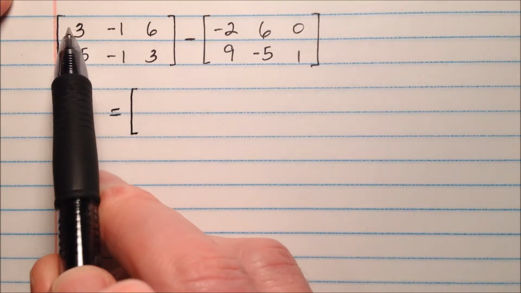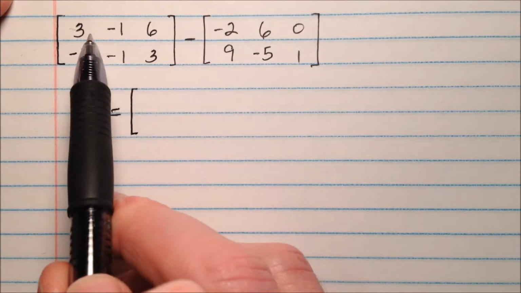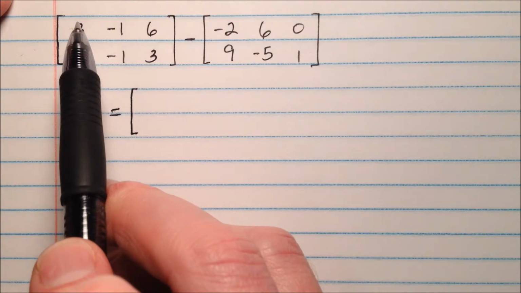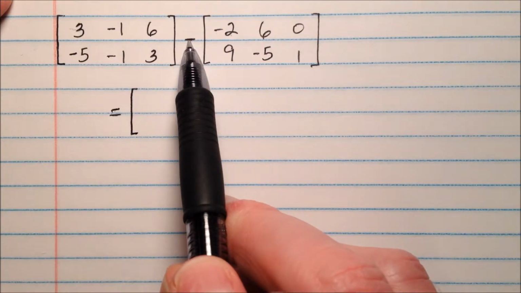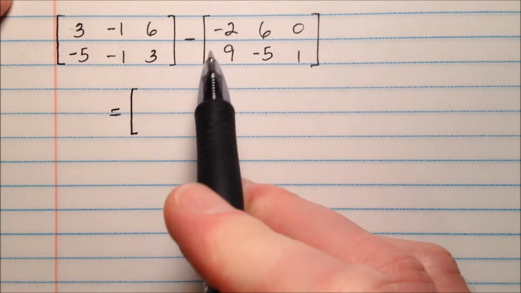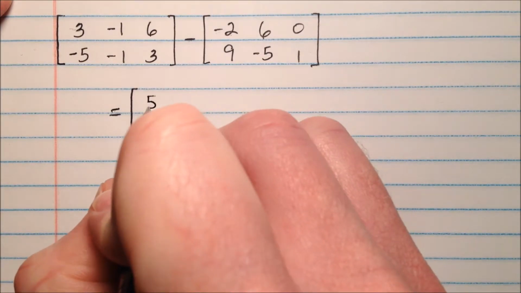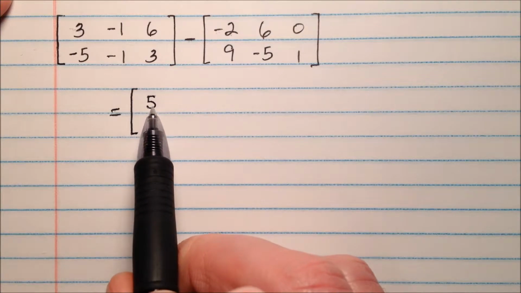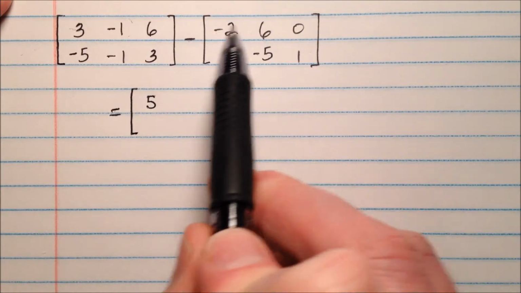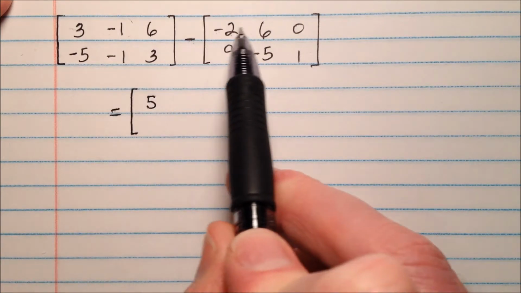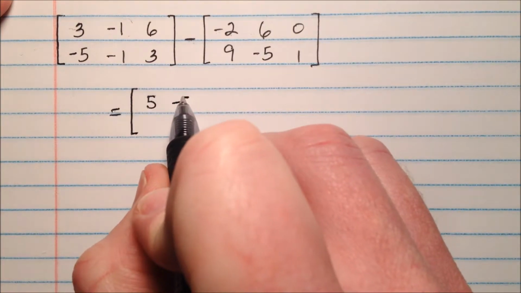And so I'm going to prepare my subtraction matrix here. So what's going to happen, I'm going to go straight down the first row and then down the columns here. So first row, first column, 3 and a negative 2. So 3 minus a negative 2 is the same as 3 plus 2. So I'm going to put a 5 in that first row and first column. First row, second column, negative 1 and 6. So negative 1 minus 6 will be a negative 7.